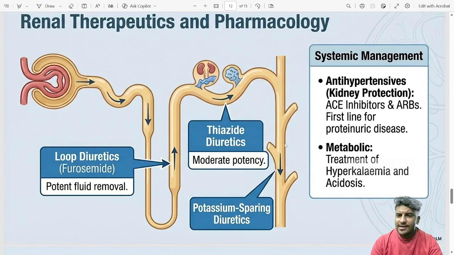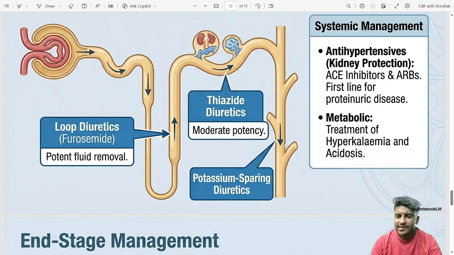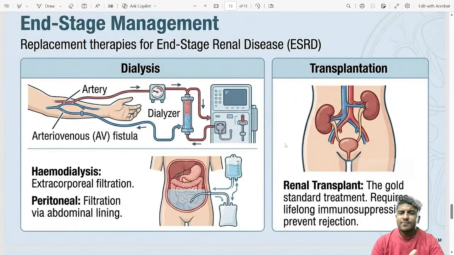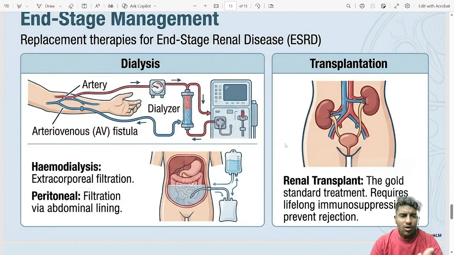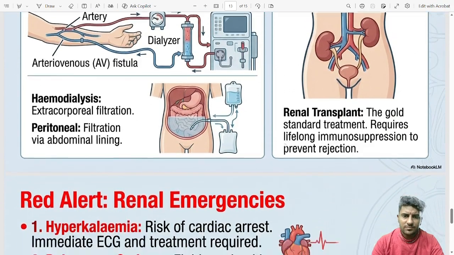So for renal therapeutics, I already mentioned a lot of agents to you, like ACE inhibitors, angiotensin receptor blockers, diuretics, and sodium citrate as an alkalinizer. So for end stage management, suppose the GFR is below 20 ml per minute, the kidneys have stopped functioning. So the only thing that can be done is transplant. Renal transplant is the gold standard, followed by immunosuppressants, because a new organ is being added to your body, so adaptation requires a particular time. Or you can do peritoneal dialysis or hemodialysis, via extracorporeal filtration procedures.